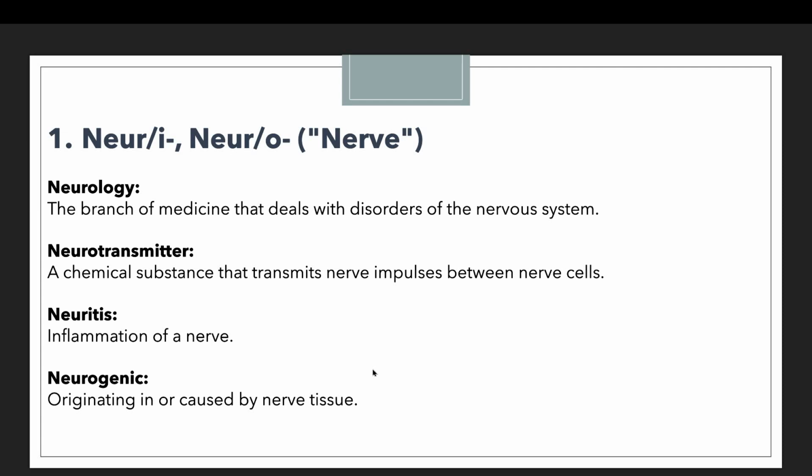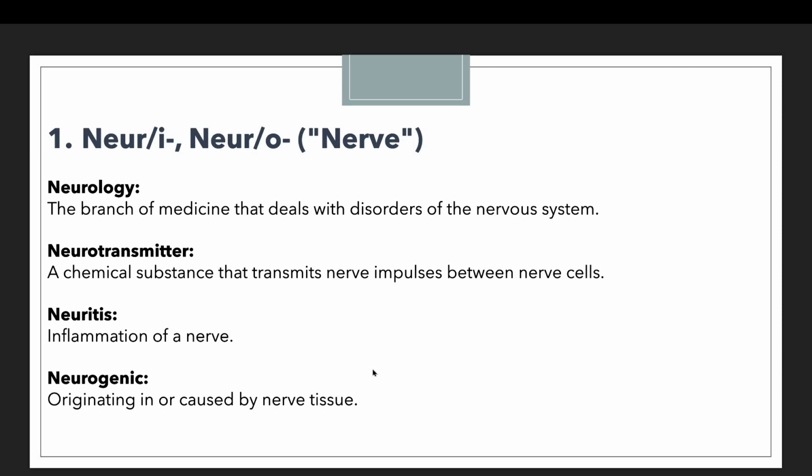So now if you look at all the examples again, you will find only one common thing between them, which is nerve. Everywhere we are talking about nerve. Somewhere we are talking about the disorder of the nervous system, somewhere about the substance that transmits impulses between nerve cells, somewhere about the inflammation of the nerve, and in one example about something originating in or caused by nerve tissue, or nerve tissue related information.